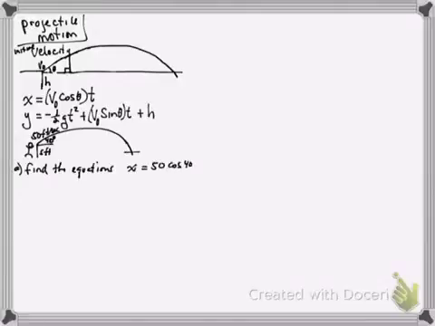cosine 40 degrees, so remember your calculator should be in degrees, and then times t. And then our y, the vertical motion, is described by negative 16t squared. I forgot to mention that too: g will always be 32 feet per second squared.